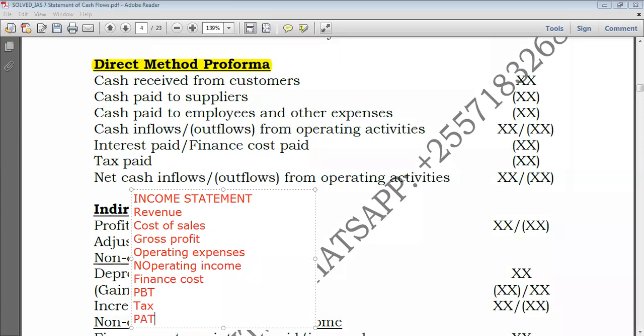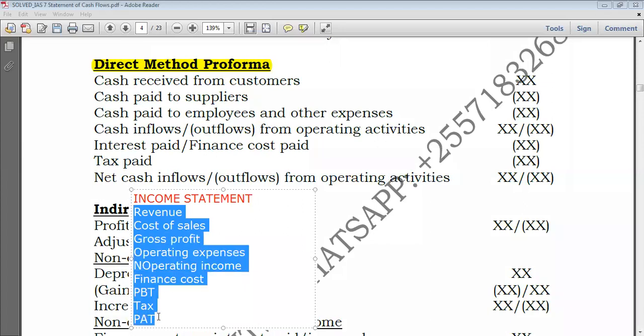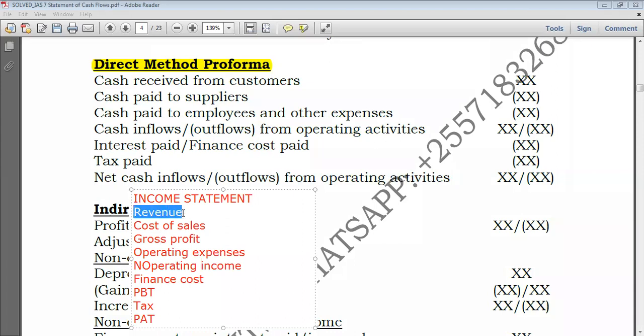So you have to move from this basis to know what we do here. As I told you earlier in the previous video, when speaking of the direct method, that means we move from top to bottom. You move from revenue all the way down to other comprehensive income if it is there. So you look at this figure here, revenue. What cash do you expect to obtain from revenue? We expect to be paid by customers. So here we say cash received from customers, and you are done.